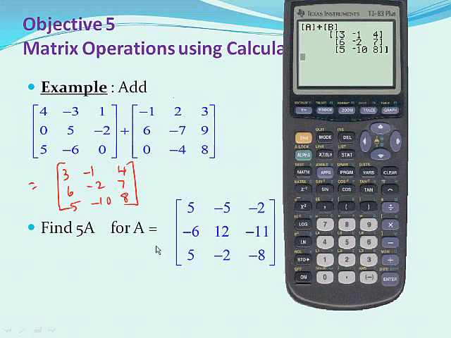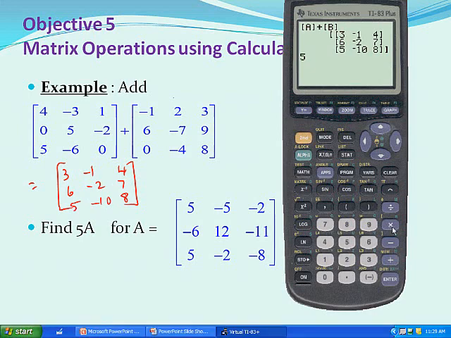If you want to multiply a matrix by a scalar, you do the same operation. Once you edit the matrix A, suppose you want to get 5 times A. So it will be like 5 multiplied with matrix name A, equals. So that will give you 5 times A.